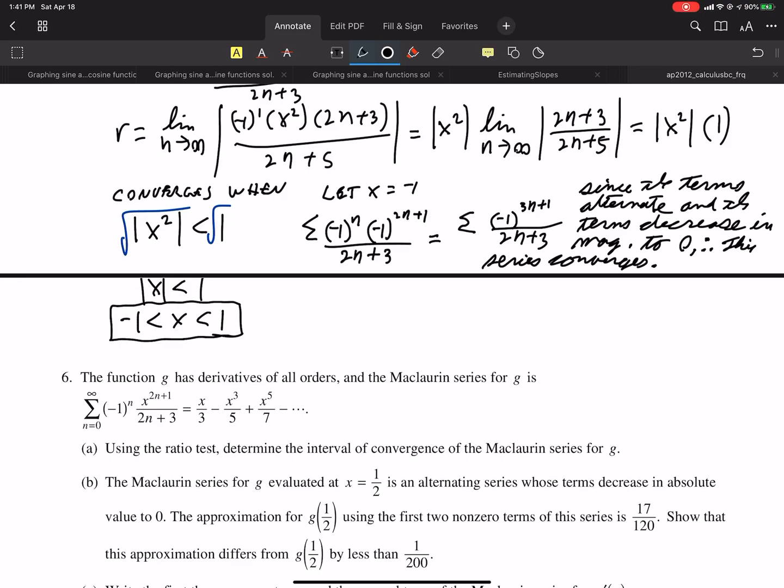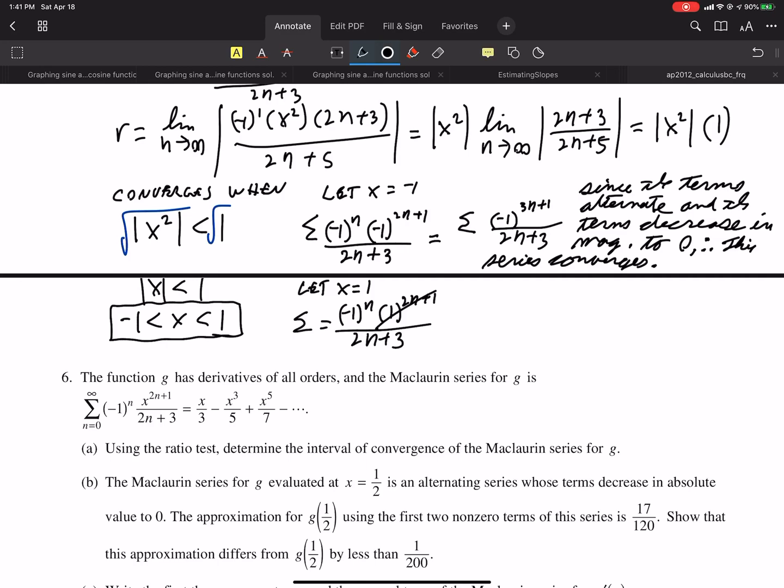Now we're going to try the right endpoint. And we're going to plug everything in. So that is gone because it's just 1. Okay, I think we're good.